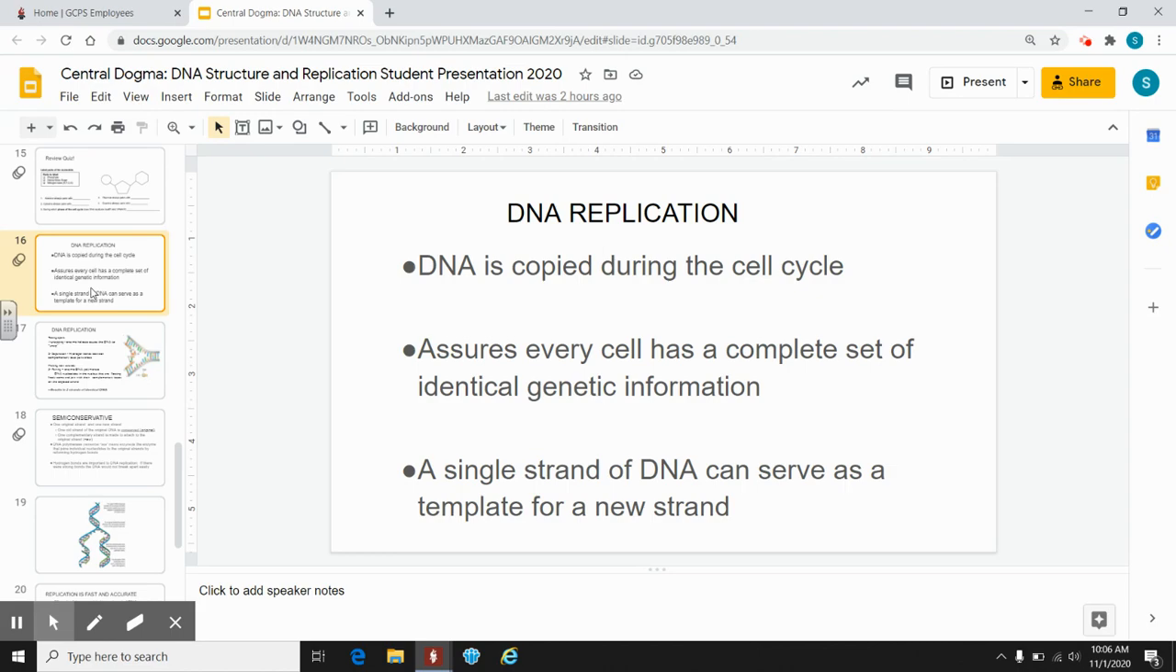It's going to look a little scary, but it's not. It's pretty simple. We already have the basics of knowing what nitrogen bases come together with other nitrogen bases. And that's really the take-home point.